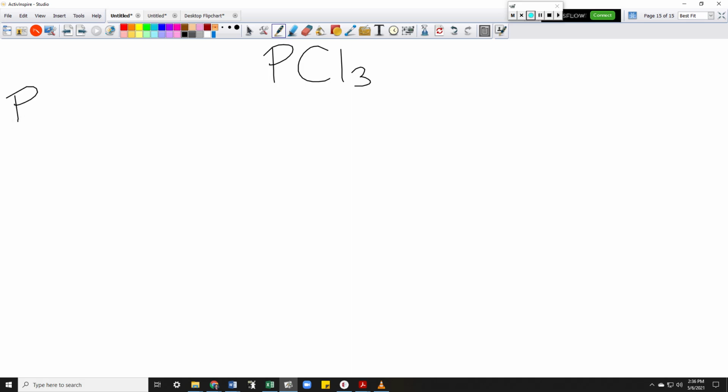List each element and how many of each are present from the formula. All right. How many P's? How many Cl's? All right. Carolyn, what's next? Read step 2, please, ma'am. Determine the number of valence electrons for each element. All right. How many valence electrons does P have? It has 5. Why? It's in group 15. What about chlorine? 7. All right.